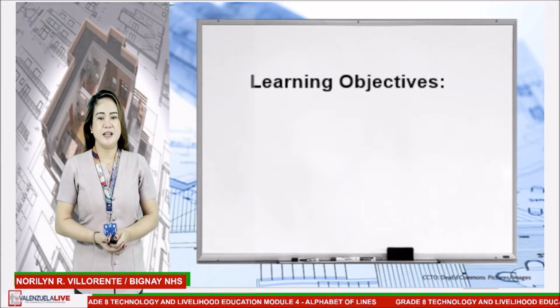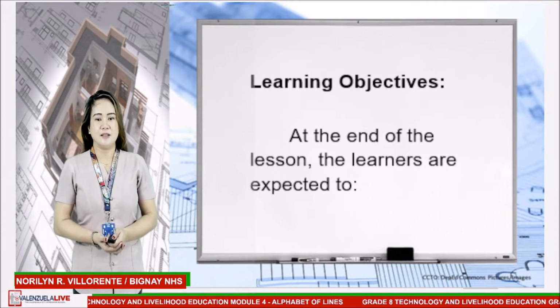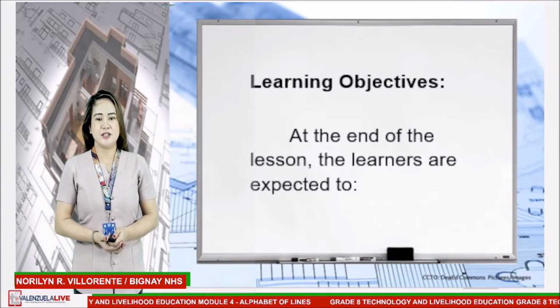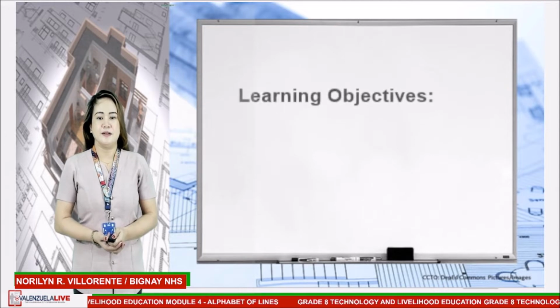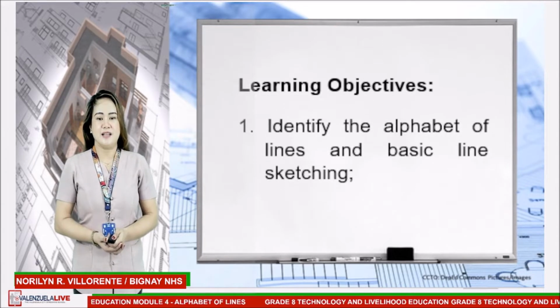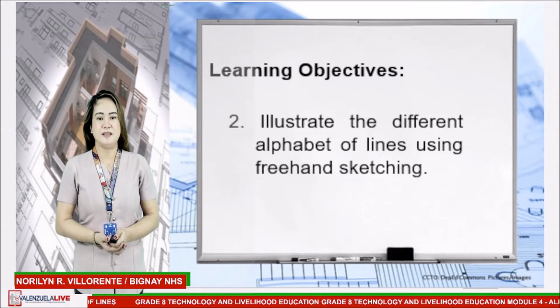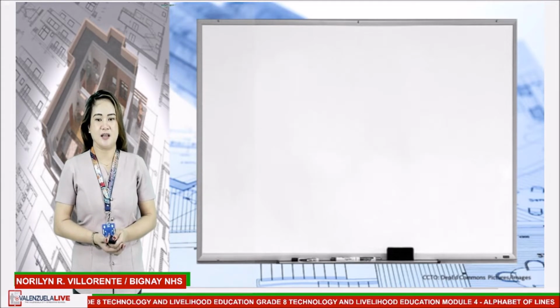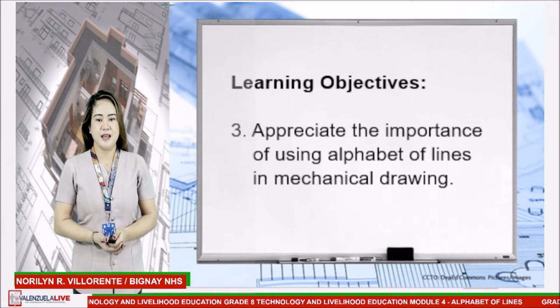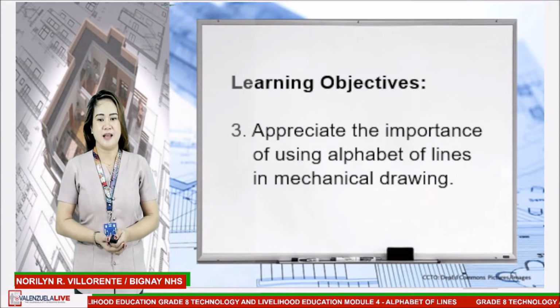With learning objectives, at the end of the lesson, the learner should be able to: number 1, identify the alphabet of lines and basic line sketching. Number 2, illustrate the different alphabet of lines using freehand sketching. Number 3, appreciate the importance of using alphabet of lines in mechanical drawing.